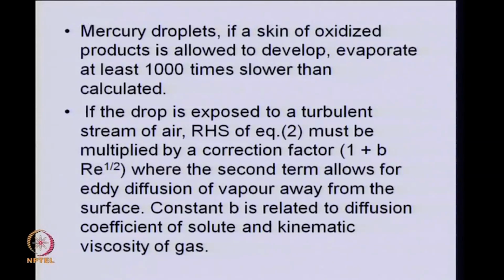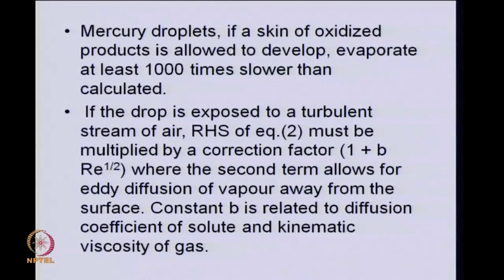This constant B, you would be able to see, will depend on properties relevant to mass transfer. That would include the diffusion coefficient and the kinematic viscosity of gas. Or if you think in mass transfer terms, some of you might recollect that B must contain the dimensionless property group, the Schmidt number. In particular, B will come out to be 0.6 Schmidt to the power 1 by 3.